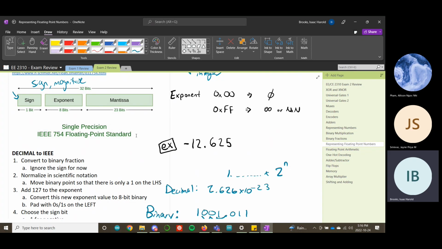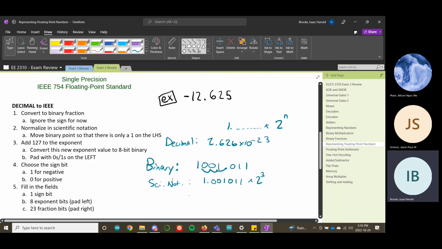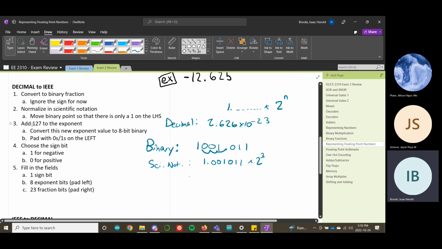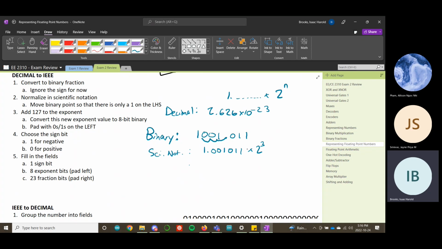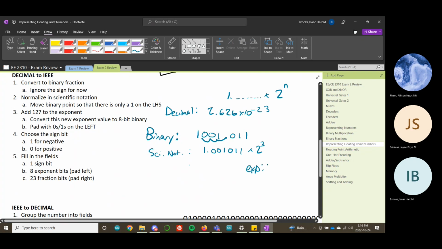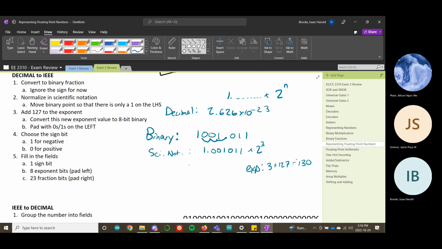Like if you were to convert this to the actual floating point number, and you had a list of those numbers, you'd want them to sort the same way without having to convert them to floating point numbers. So the actual bit strings will sort out nicely when you do it in this way, and you don't use 2's complement for the exponent. So just remember this step. You have to add 127 to the exponent. So 3 plus 127 equals 130.